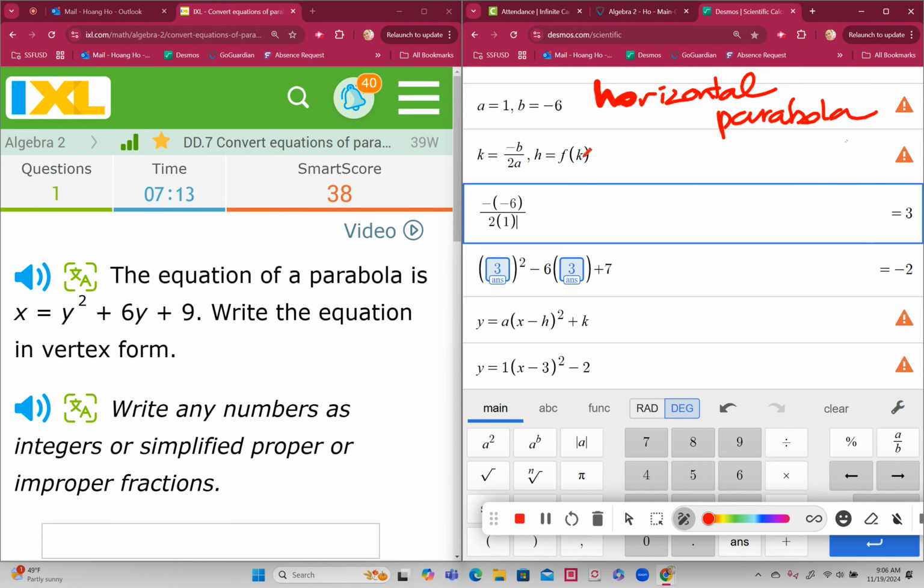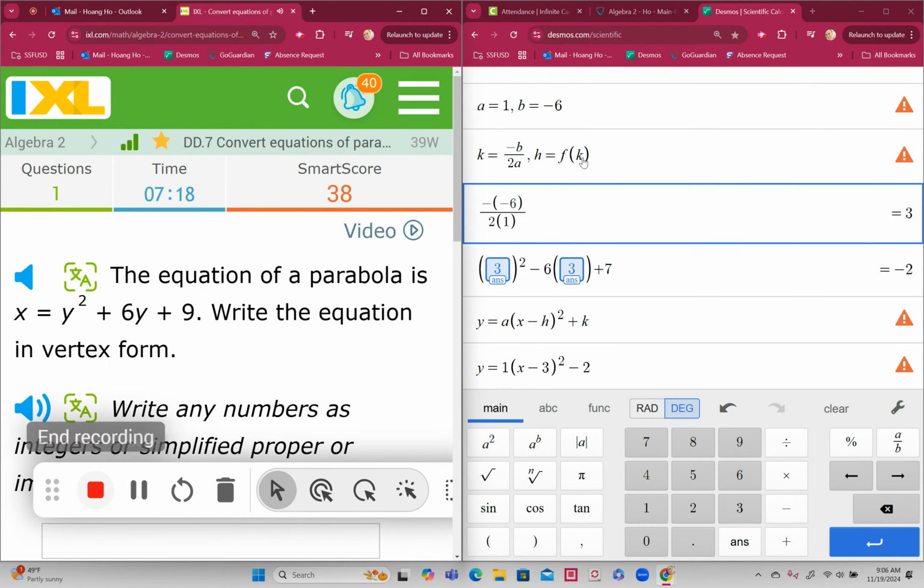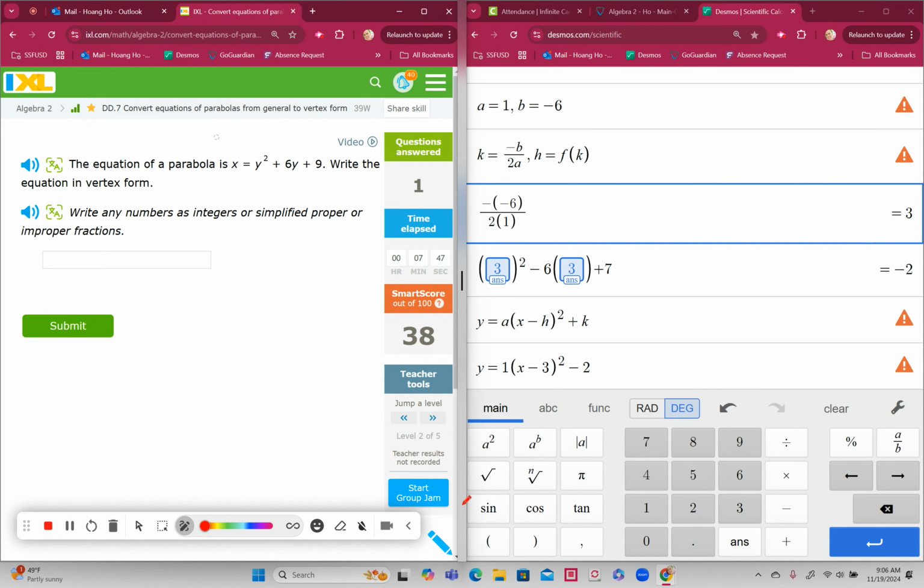So let's go and find it. Here's your standard form. The standard form is x equal ay squared, plus by, and plus c. So this is a horizontal parabola.